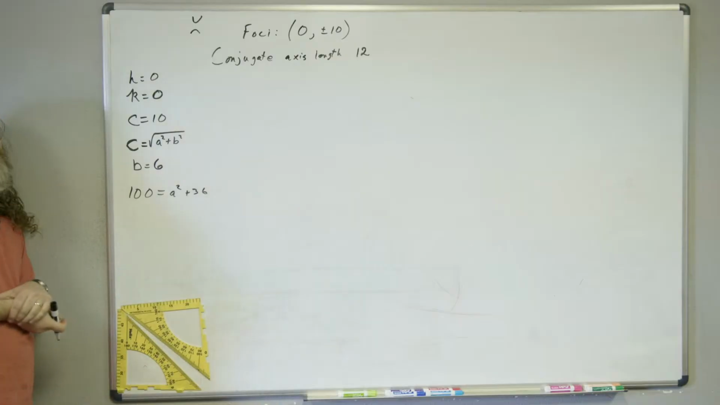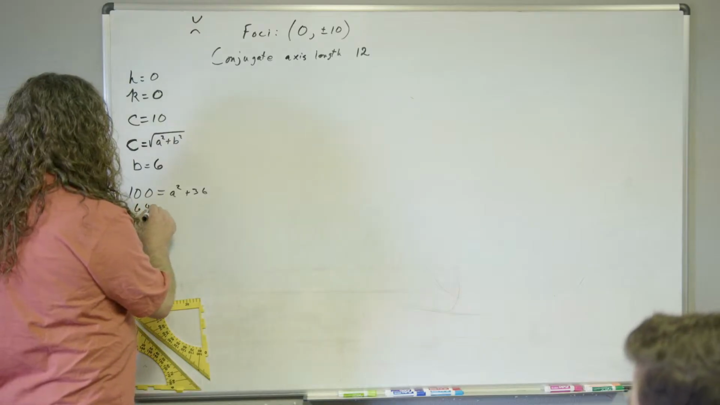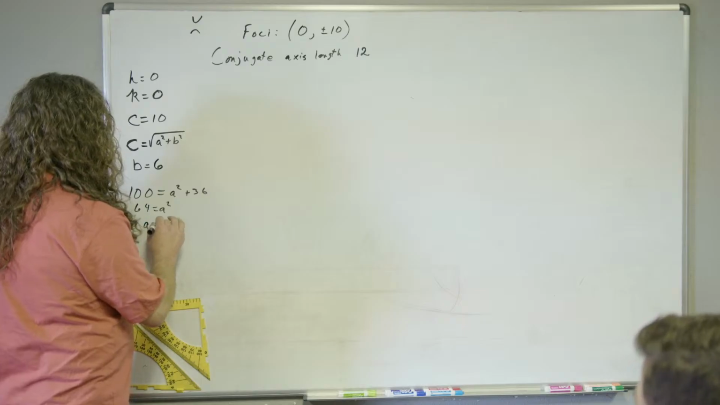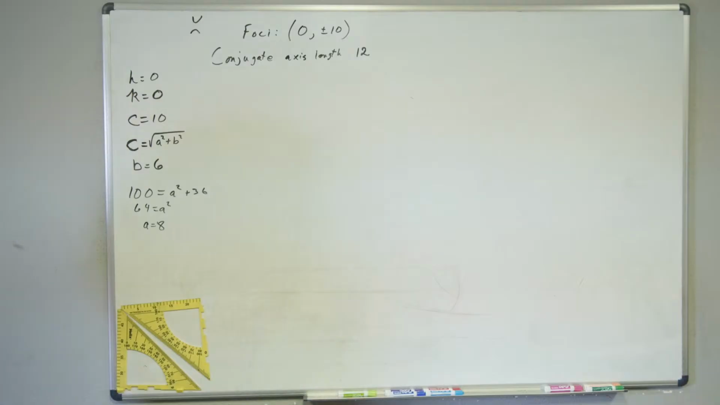Because 10 squared minus 36 is 64, which equals a squared. Therefore, a equals 8. Whoa! Holy cow. Now what? Now we can just write x squared over a squared, which is 64.